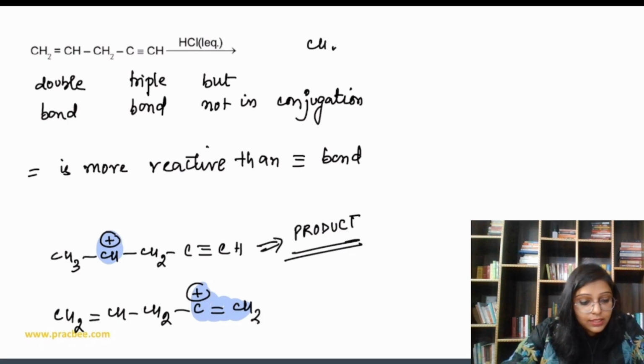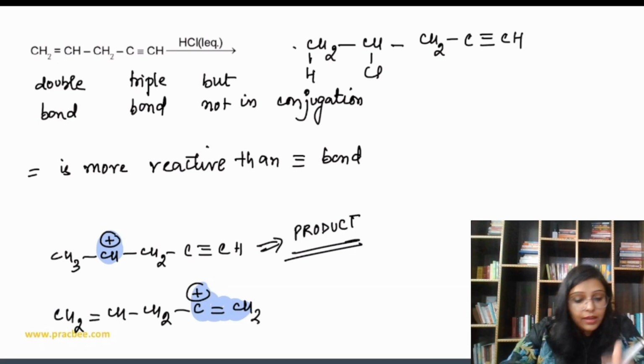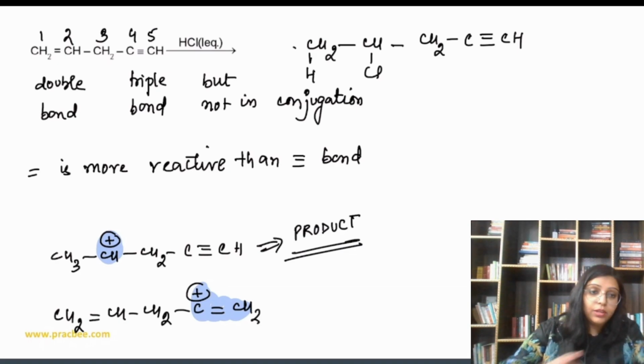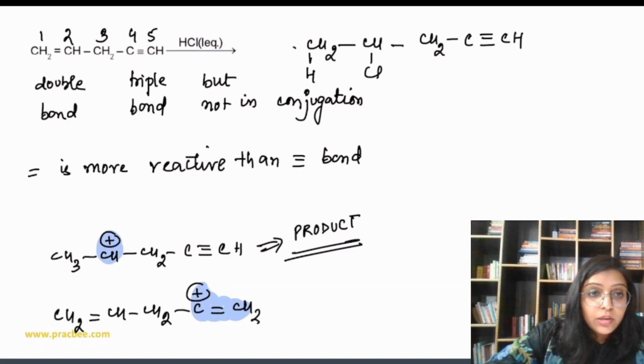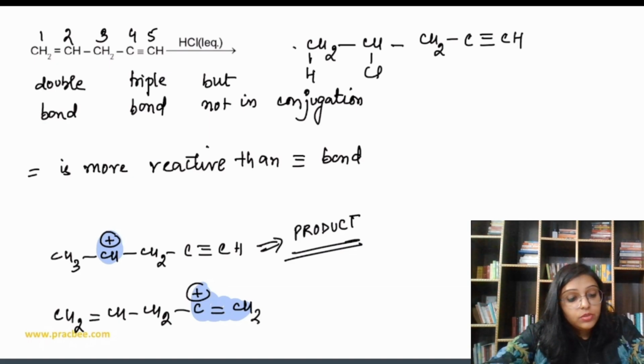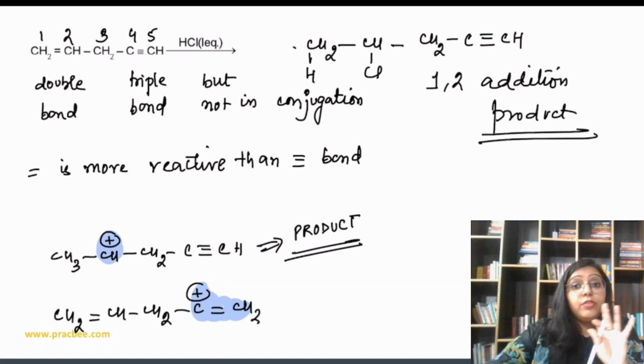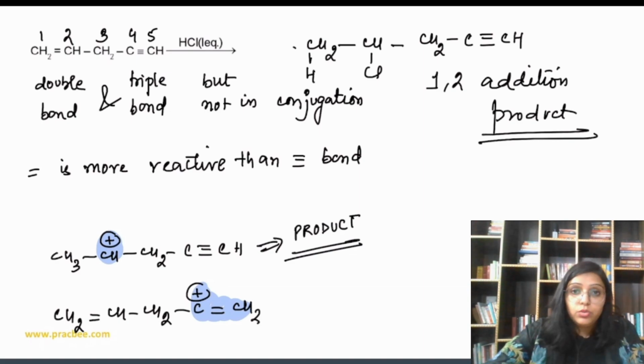So here what do we get? CH2 CHCl or CH2H we can write. So CH2C triple bond CH, right? And if we do the numbering from the left hand side, double bond. If double bond and triple bond are on equivalent position, then we have to do numbering from the double bond side. Okay, so here we get 1,2 addition product. That's the case if double bond and triple bond are not in conjugation.